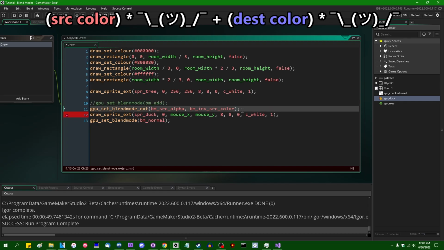So if you wanted to do that, what are we, like 10 minutes into this video, and I'm just now getting to the thing I promised at the beginning? Multiplicative blending is exactly what it sounds like. You take the source color and you multiply it by the destination color.